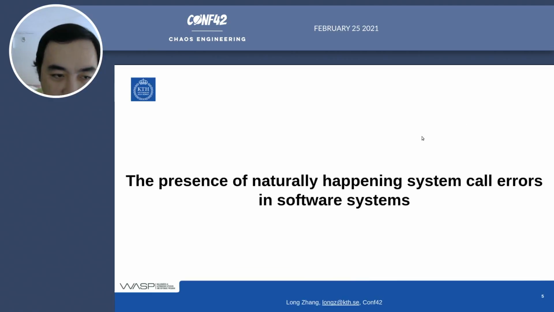Next, before going into any details, I would like to show you a short demonstration so we can have an overall picture of system call invocations and also of these naturally happening errors at the system call invocation level. First of all, about system calls.